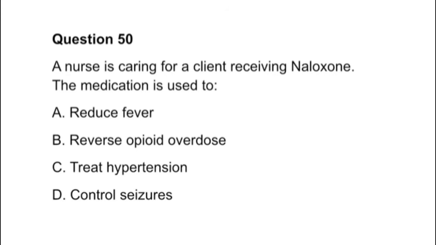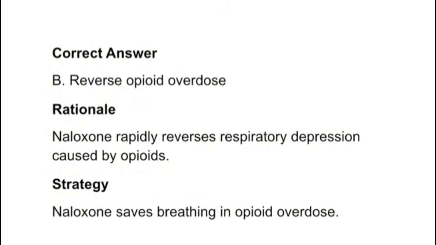Question 50. A nurse is caring for a client receiving naloxone. The medication is used to A. reduce fever, B. reverse opioid overdose, C. treat hypertension, D. control seizures. Correct answer: B. reverse opioid overdose. Rationale: naloxone rapidly reverses respiratory depression caused by opioids. Strategy: naloxone saves breathing in opioid overdose.